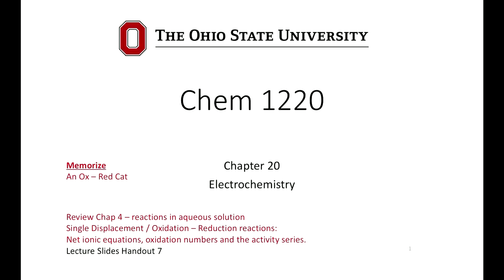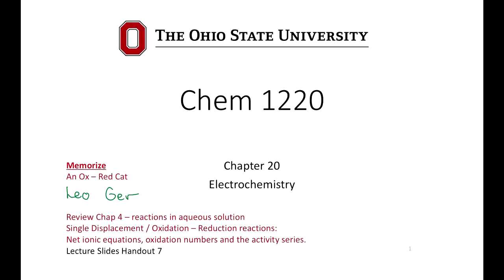So a lot of these concepts are going to come back, so I'm going to do a little bit of review. Do memorize N-ox, red cat, and I think the other one is Leo goes grr, to help you with half reactions. N-ox means anode oxidation. Red cat means reduction cathode. Leo goes grr, what does that mean? Loss of electrons is oxidation. Gain of electrons is reduction. I don't memorize those. I just look at numbers and I see, do they go up or down? And that's how I know it.